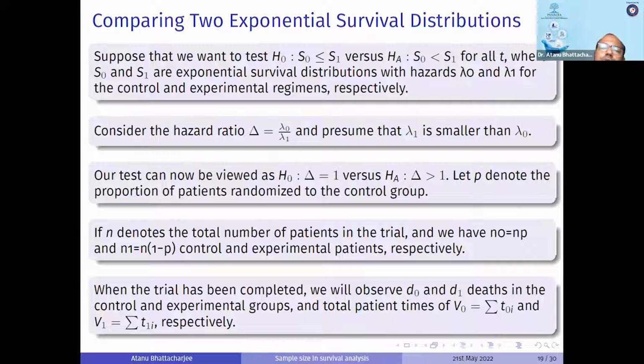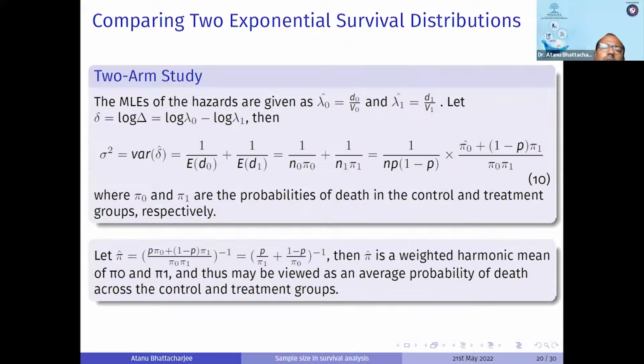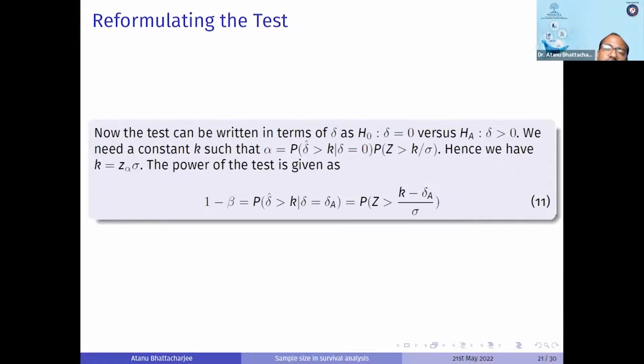So we can have the S0 and S1, and similarly lambda 1 and lambda 2, and we can expect what the hazard ratio is going to be here. In a similar way, the hazard ratio can be calculated, and the rest is similar because the mechanisms are similar. We can calculate the MLE value, the 1 minus beta value, reformulate, and calculate the alpha value.